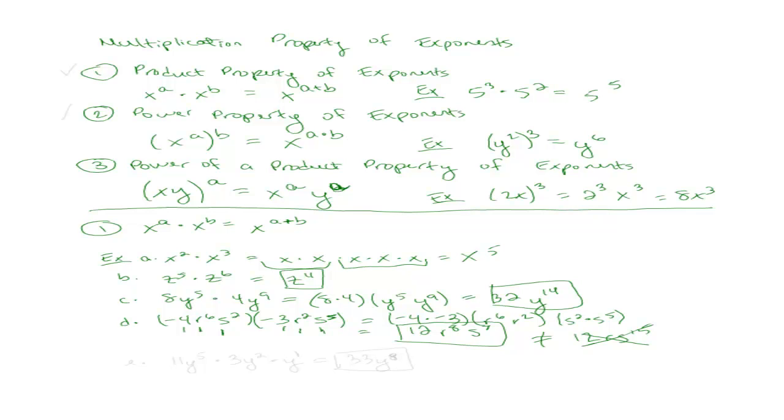Okay, let's do one more of these. Let's do 11y to the 5th times 3y squared times y. Go ahead and do that one. Before you do it though, what is the exponent on this y? 1. So although you don't see an exponent there, keep in mind that it's a 1.